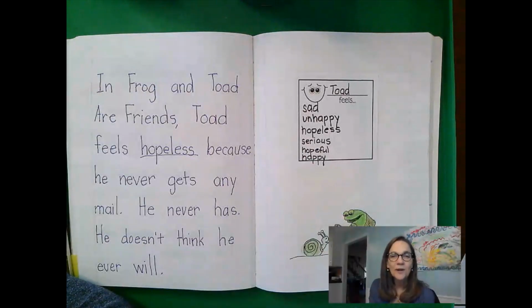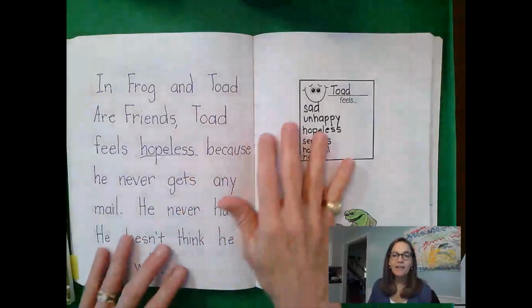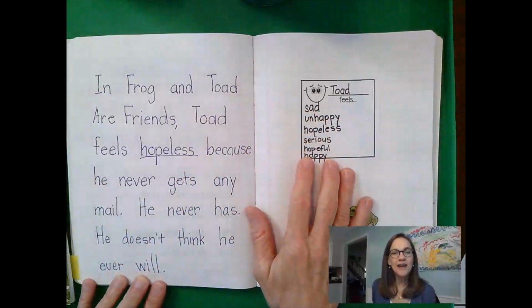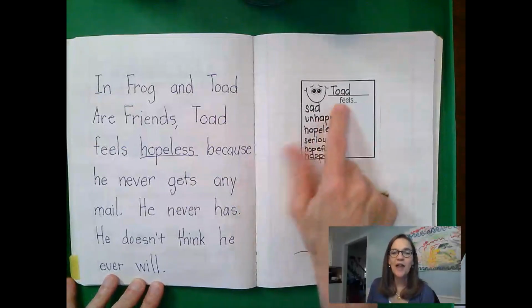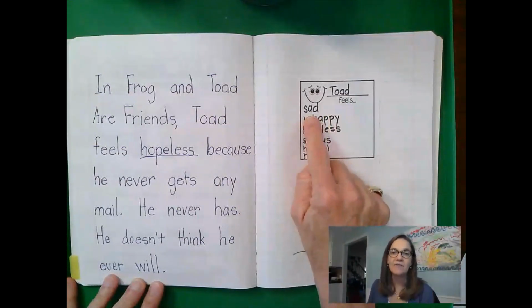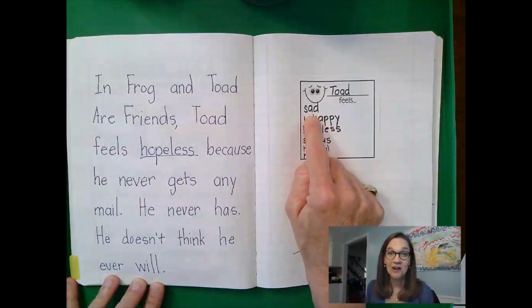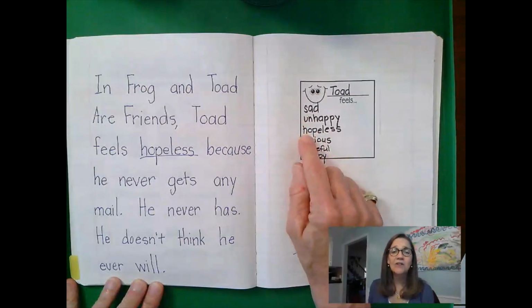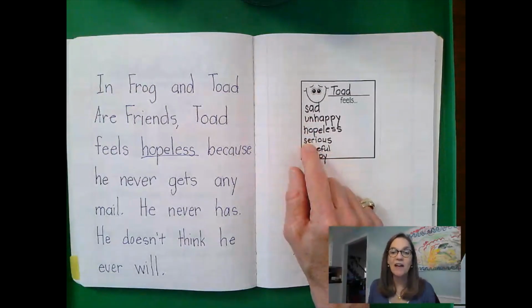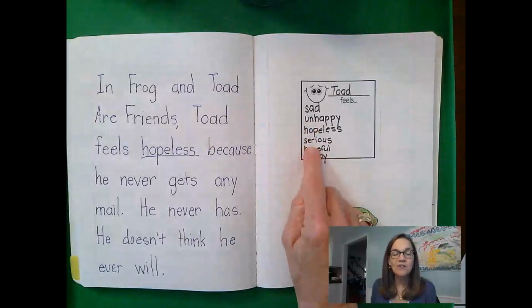Okay, so just for quick reference here, I've got my list of character traits that we made, feelings that Toad was having. Toad feels sad. He feels sad because he never gets any mail. Waiting for the mail makes him sad. He feels unhappy because he never gets any mail. He feels hopeless because he never gets any mail. These are just some of his feelings.